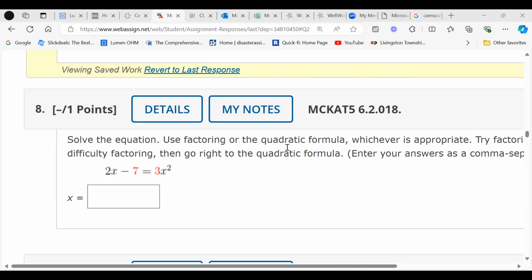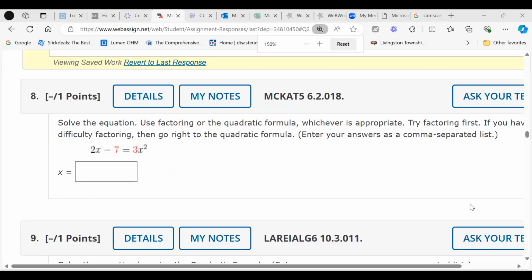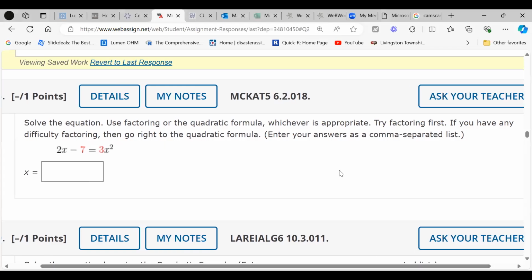So let's continue. Let's look at question 8. Solve this equation. I'm using the factors of the quadratic to solve for x. So we get a quadratic equation, and then we'll try to solve for x. Okay, let's try that. I'll give you a couple of minutes.